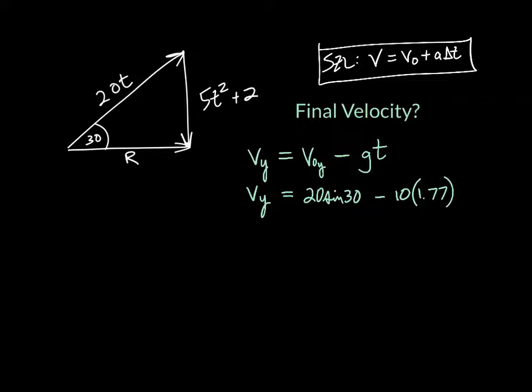And so this works out real nice. We'll get a nice clean number there. This will be negative 7.75 meters per second.